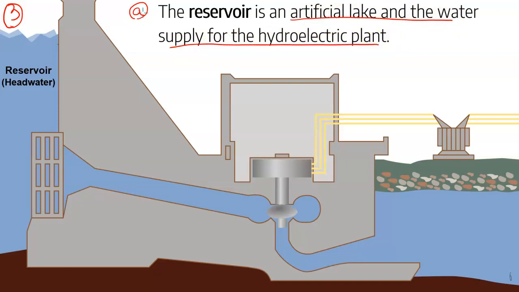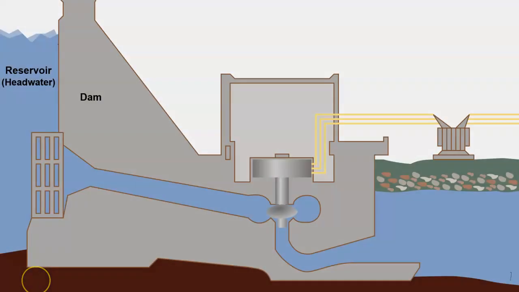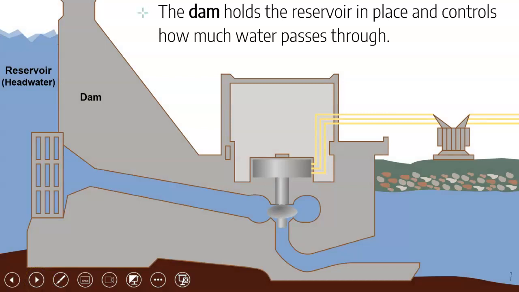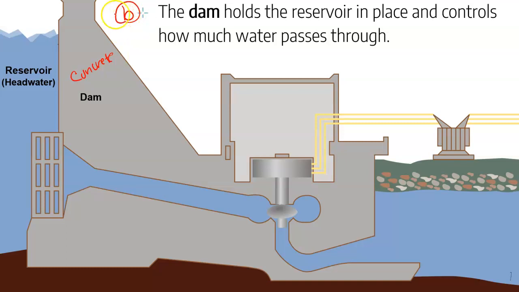So right here is the reservoir. We're looking at a cross section of the dam. The dam itself, this is the dam. It's basically concrete, and it holds the reservoir in place and controls how much water is passing through. This is for B on number 3.